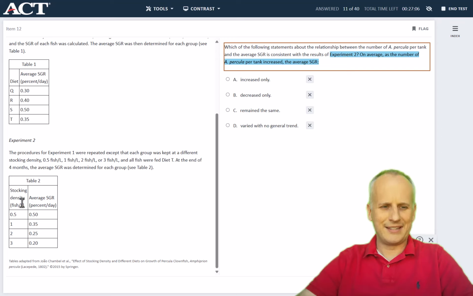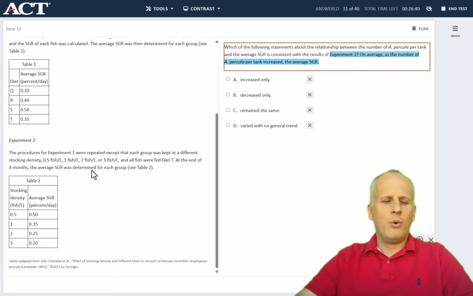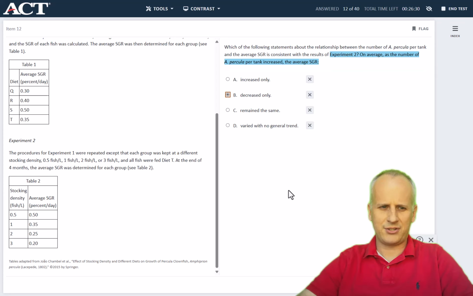So I'm just looking at the table. Stocking fish density, fish per liter. Well, we should recognize that 0.5 is less than 1, is less than 2, is less than 3. So this left-hand column shows that we are increasing as we go down. But we see that the average SGR goes down as the stocking density goes up. So as the number of A. percula, which if we were to scroll all the way up is our type of fish, well, as we get more fish, the SGR, whatever that is, and we haven't even really discussed it yet specifically, is going down.